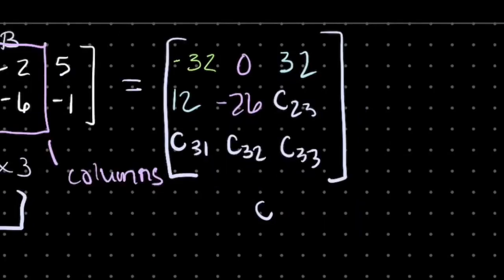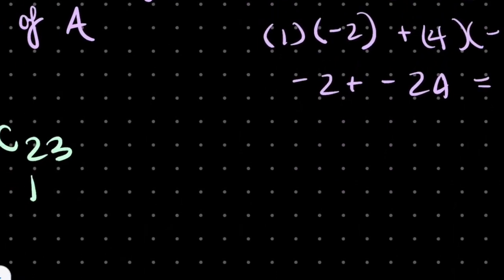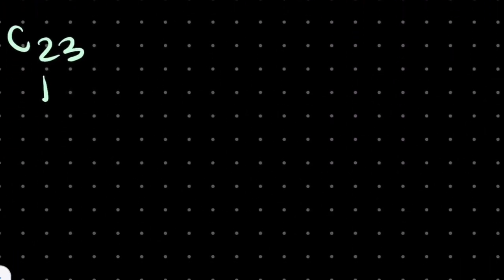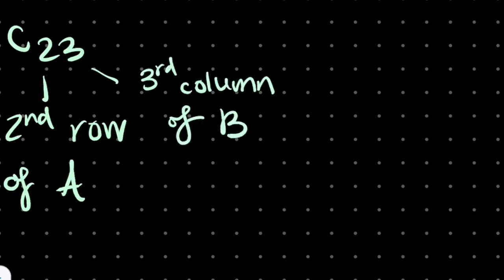Okay, next up, let's take a look at C23. Let's just keep it moving. C23 is going to say, okay, you are looking at this second row. We are still in the second row of A, right? We haven't moved rows because we're still in the second row of C, but now we're in the third column of C, so we're in the third column of B is where we're looking.